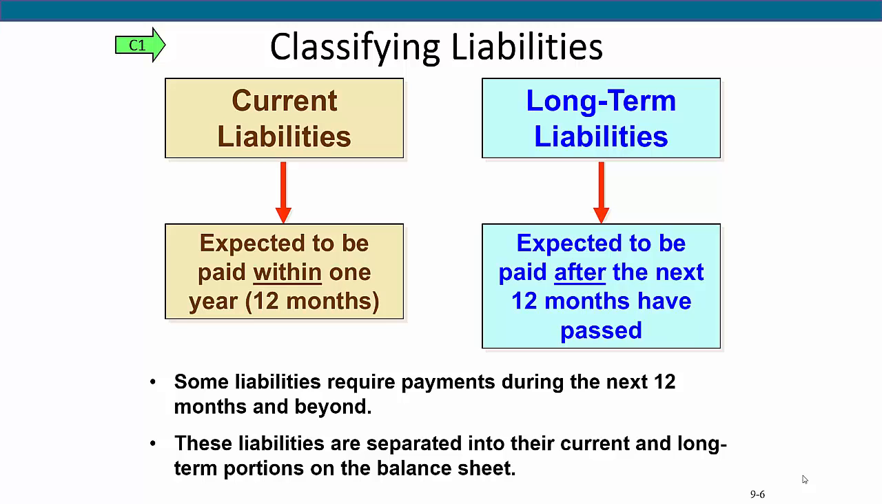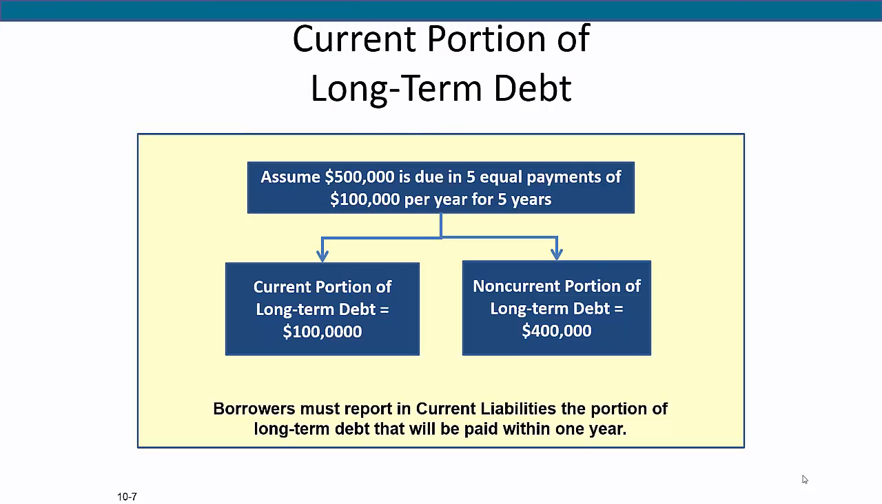Some liabilities require payment during the next 12 months and beyond. These liabilities are separated into their current and long-term portions on the balance sheet. Common examples include car loans and mortgages and other loans and some contracts. When a liability crosses several accounting periods, a portion will be classified as current and a portion as a long-term liability. A common multi-year liability includes long-term notes payable that have a portion maturing each year.